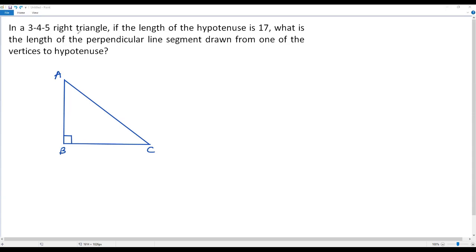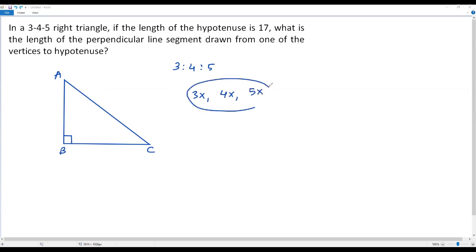A 3, 4, 5 right triangle means that the lengths of the sides of the right triangle are in the ratio 3 to 4 to 5. That is the length of the three sides. To get the length of the three sides from the terms of this ratio, I have to multiply all the terms of the ratio by the same non-zero number, say x. Then 3x is the length of one of the sides, and 4x is the length of the second side, and 5x is the length of the third side.